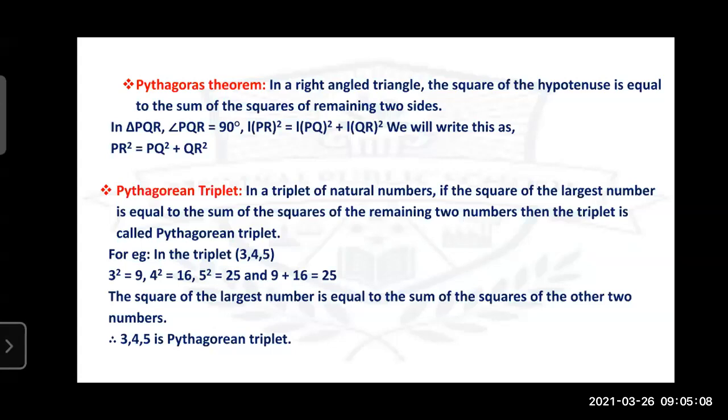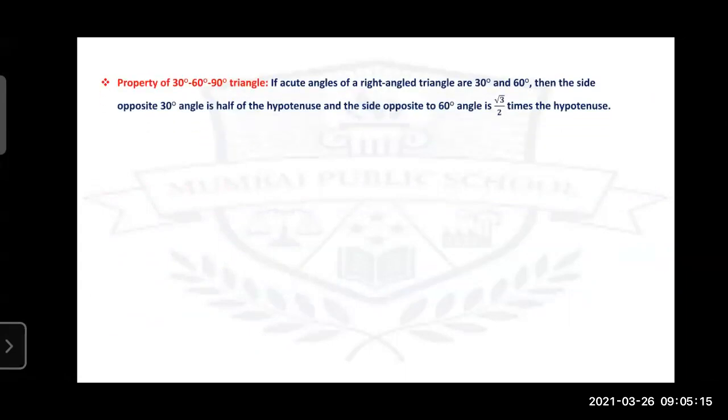Then we say that 3, 4, 5 is a Pythagorean triplet. Okay, third topic, property of 30, 60, 90 triangle and property of 45, 45, 90 triangle.